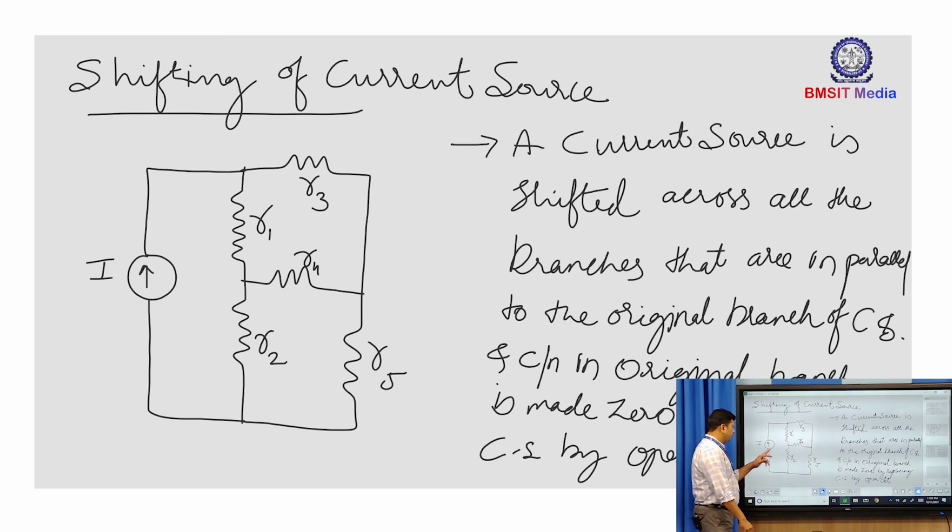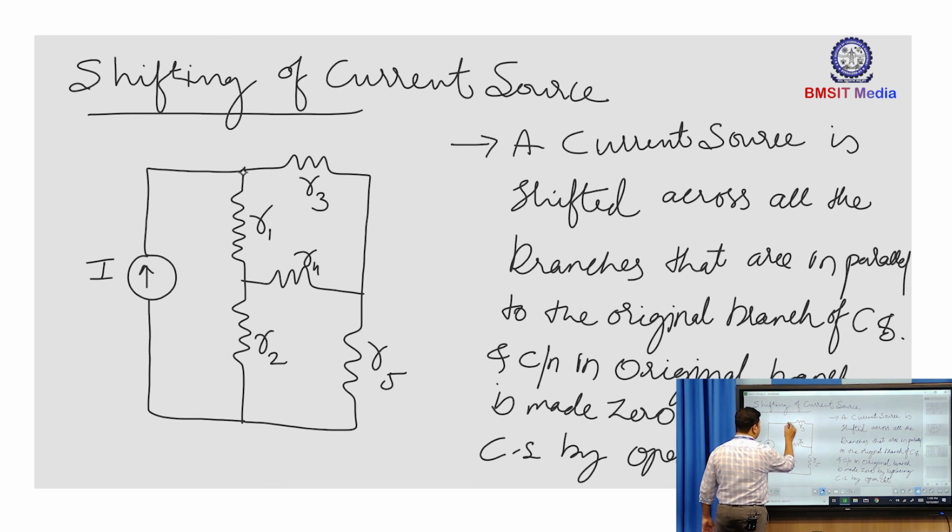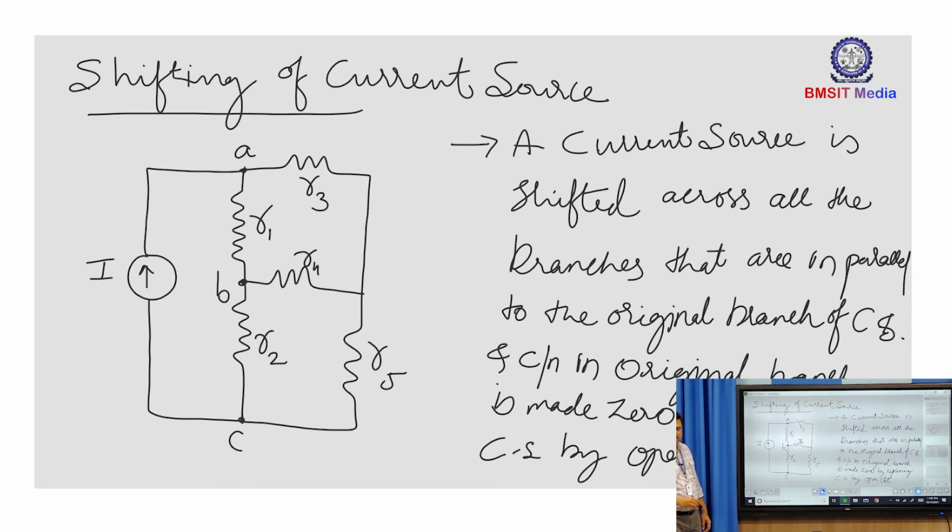So now here I have this current source connected across the branches of R1 and R2. Now the branches of R1 and R2 are coming exactly in parallel to the current source I. Therefore, I can shift this current source I across R1 and across R2 simultaneously, by following the direction of I. So let me name the nodes here again. Let it be A, B and C. Other nodes are not necessary, so I will leave them as they are.